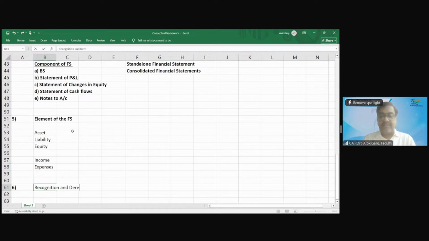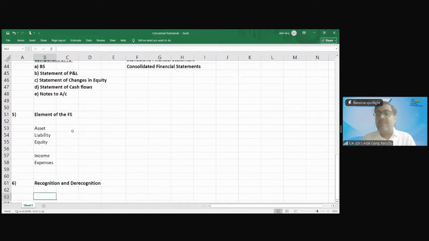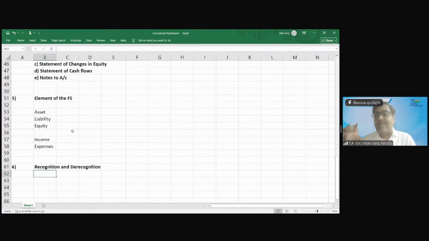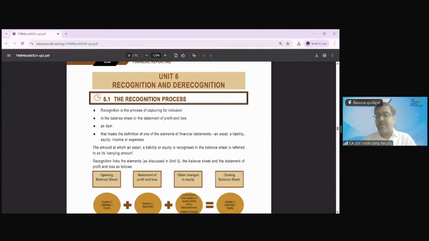So this standard talks about recognition and derecognition. Do you understand recognition and derecognition? Recognition means recording the item in the financial statements. Derecognition means removing the item from the financial statements. You understand these things? Yes, sir. So this standard talks about recognition. What is the recognition process?